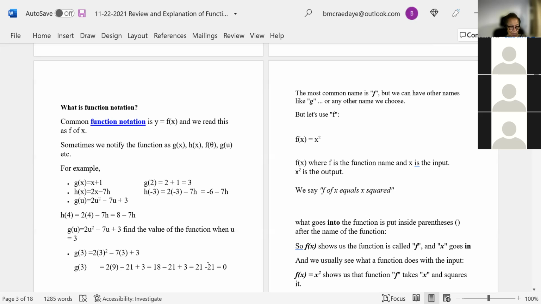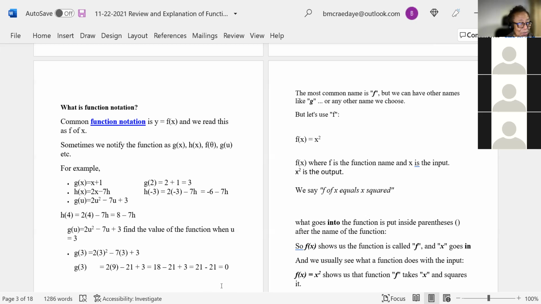Bailey, what are you doing? So 21 minus 21 equals 0. Questions? Questions on function notation? Sorry about that. I'm cooking.